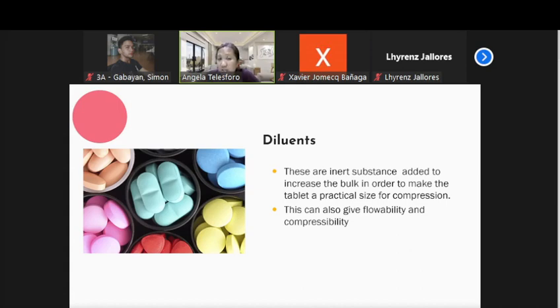Diluents are inert substances added to increase the bulk, or fillers. The purpose is to give the tablet a practical size. For example, paracetamol is 500 mg, so you expect it to be big. But a tablet with only 50 mg or 100 mg of API would be tiny. Diluents can also give flowability and compressibility.